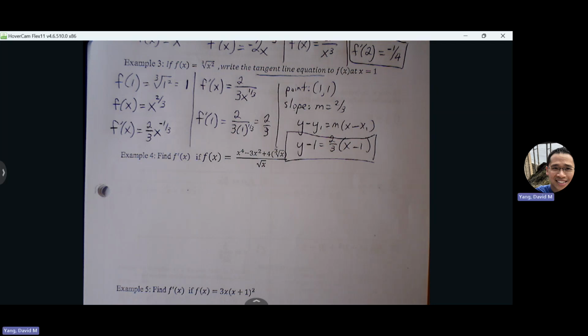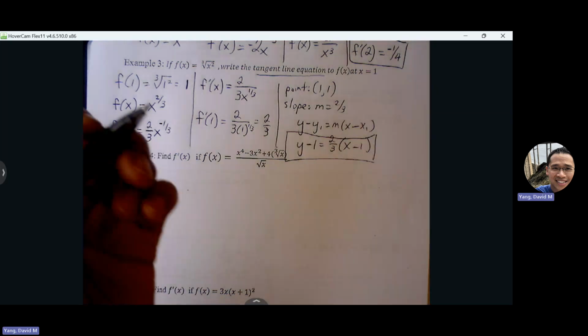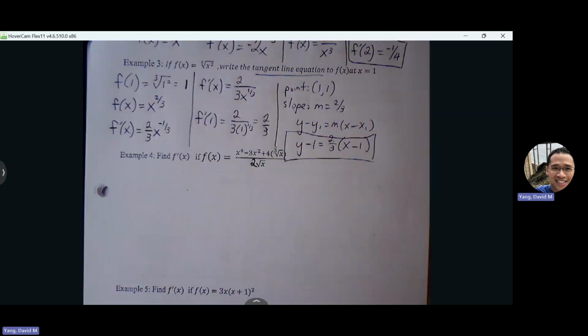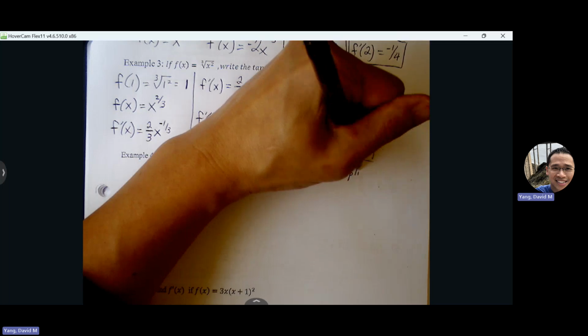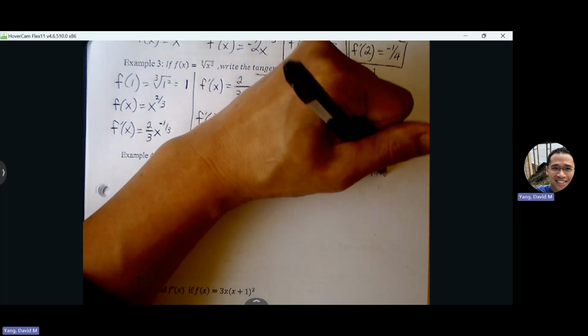All right, example 4. These are the types of problems that are the most complicated in terms of power rule. But I want to add one more thing here. If you can make that denominator a 2√x. So whenever you see a complicated fraction, but there's only a single term in the denominator, what you want to first do is split into individual fractions first.